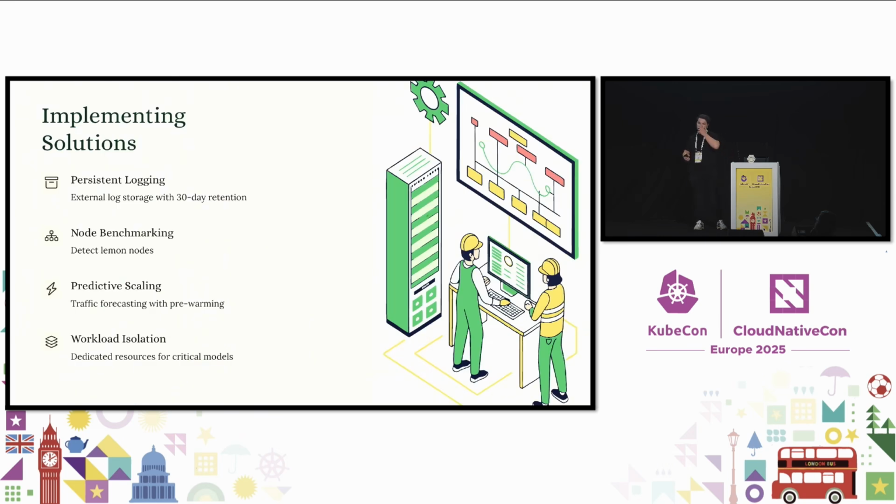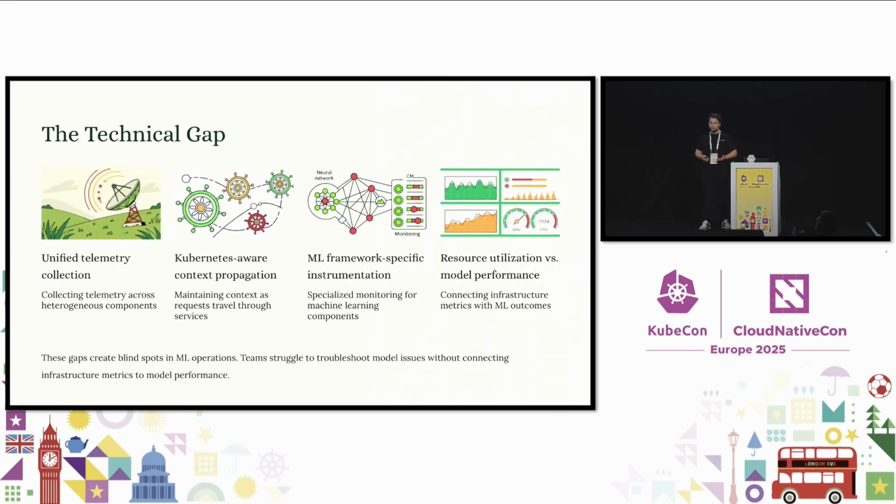I think we already have solutions for them. You can persist your logs to some external log storage. You can detect, for example, lemon nodes if you have issues with the nodes. You can do predictive scaling: forecast your traffic and scale based on that earlier. Or you can do workload isolation. Those are the known issues. But there are some technical gaps with AI/ML applications that I am going to mention.